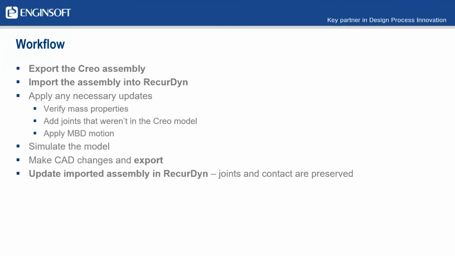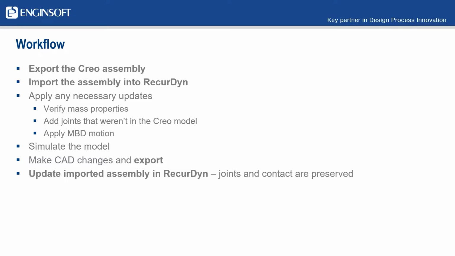So how does the whole thing work? Starting in Creo, there's an interface to export your assembly and some of the metadata that we can then bring into RecurDyn, and there's an import process in RecurDyn. Anything in bold is something that the CRIX extension is there to help you with. Between importing and later updating, there are steps that anybody would take, adding RecurDyn-specific options, checking mass properties, things like that.